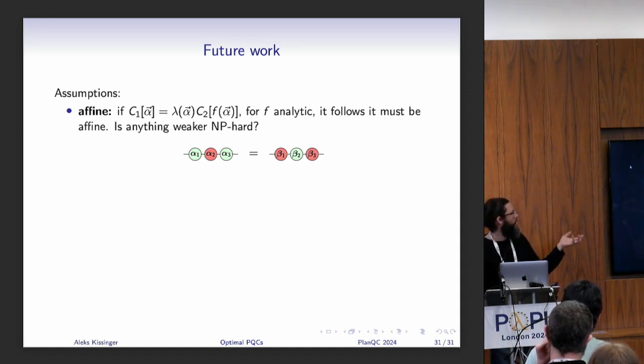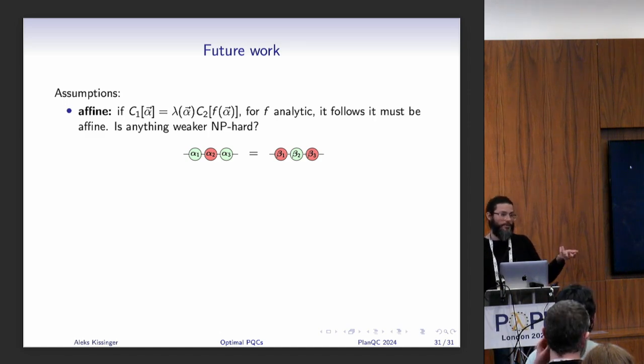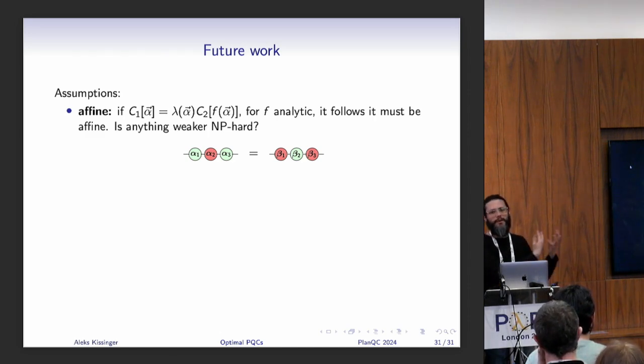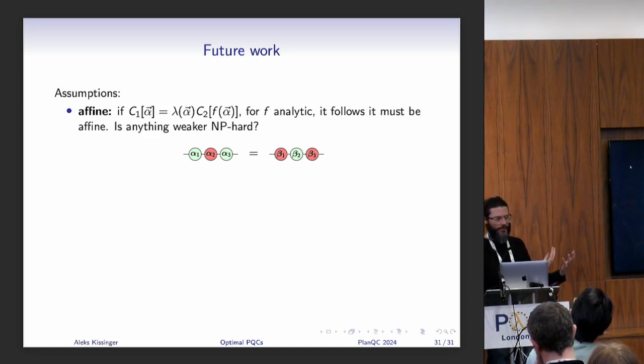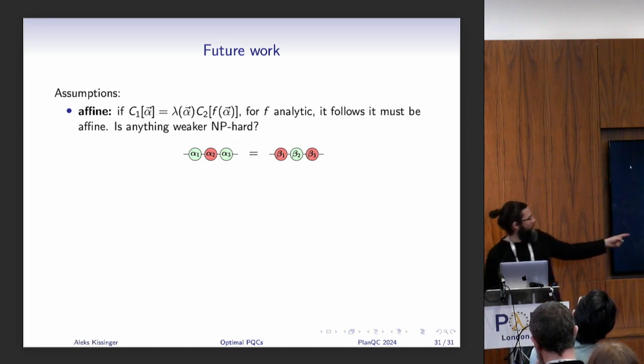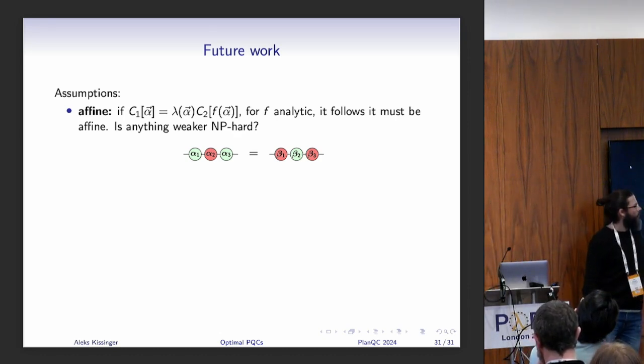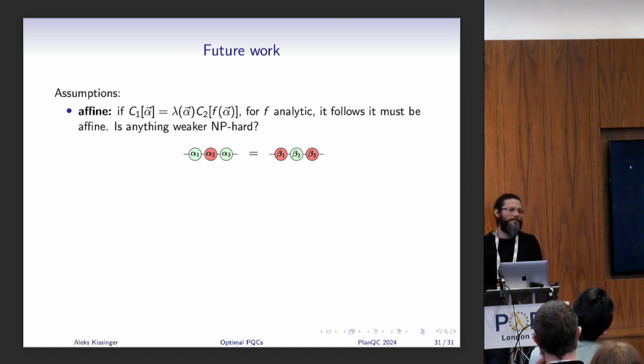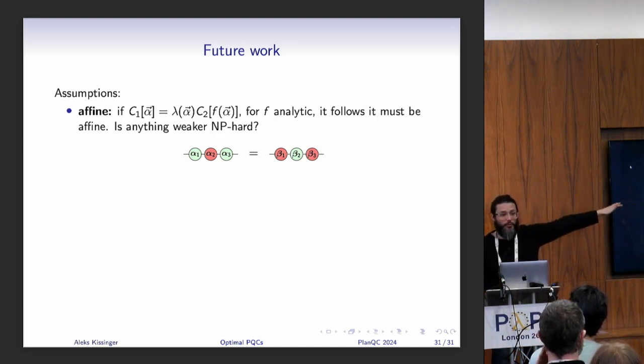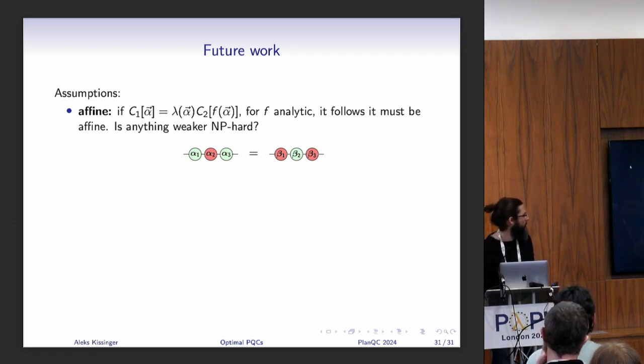A couple of things that we're looking at now is how necessary these assumptions are. So the affine assumption is actually not as strong as it seems. If you assume that the function is analytic, this actually implies that it has to be affine. So there are no non-affine analytic functions of parameters which result in genuine circuit equations. However, the Euler rule, the thing that completes the ZX calculus, is only piecewise affine, so it wouldn't apply to that rule. That rule doesn't count.